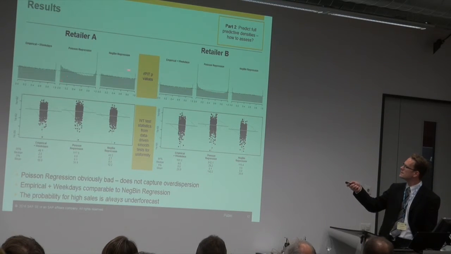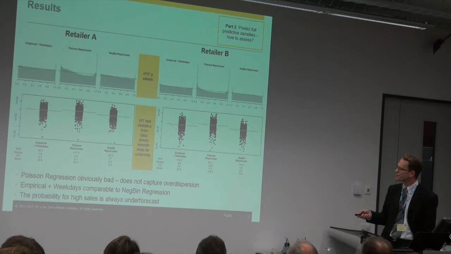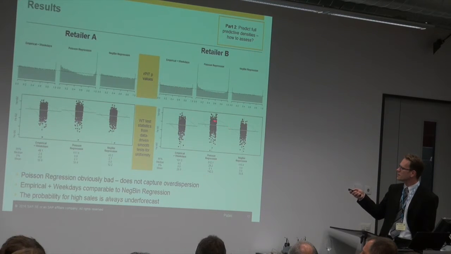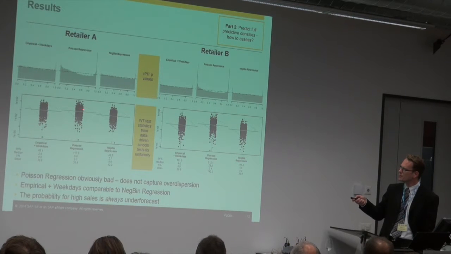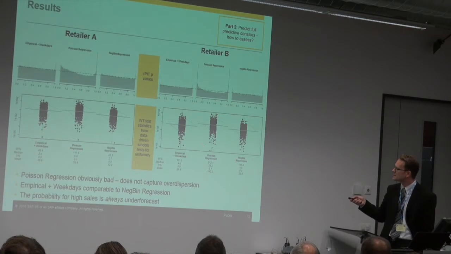And we see that in this randomized PIT here. And down here, well, I subjected each time series to this data-driven smooth test and then just plotted the test statistics, and you see how the test statistics, lower is better, for empirical plus weekdays and negative binomial regression are lower than for Poisson regression. And this is actually quite a difference here because of the logarithmic scale. And that, again, reinforces that Poisson regression doesn't really make a lot of sense.